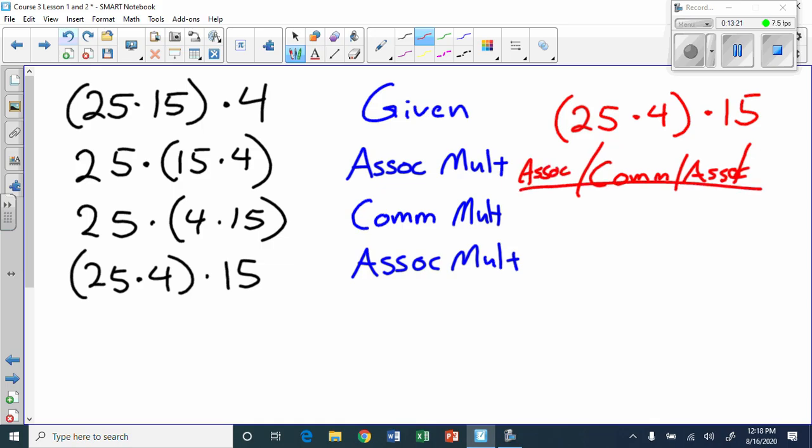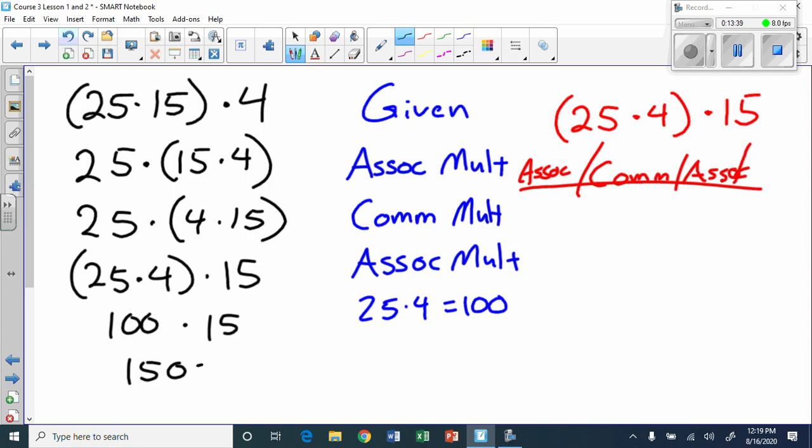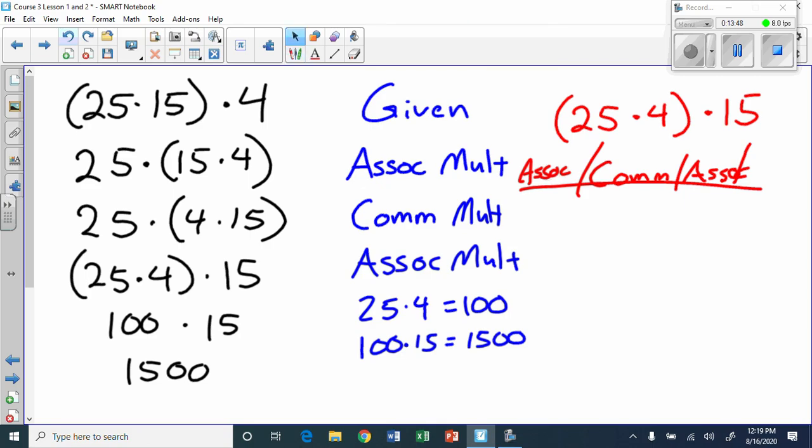Three steps technically in one. And in a proof, we can only do one step. So now let's finish our justification. 25 times 4 is 100. And our evidence there, our justification, is 25 times 4 is 100. And then here, 1500, because 100 times 15 equals 1500. When they ask you to justify the steps, that's what I'm going to want to see.